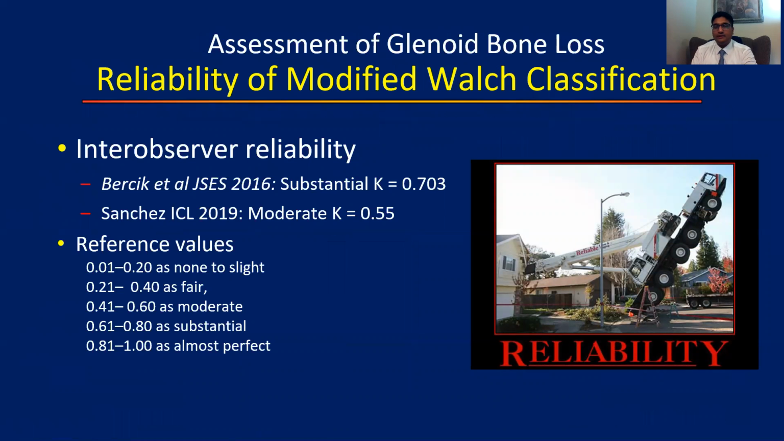A couple of studies looked at the reliability of the modified Walsh classification. The original study by Bercik et al., which proposed the modified Walsh classification, noted that there's a substantial agreement between the readers. Sanchez et al. found this to be just 0.5, which is moderate. So this is something surgeons should be mindful about when they are reading studies in which the glenoids were assessed based on glenoid bone loss.